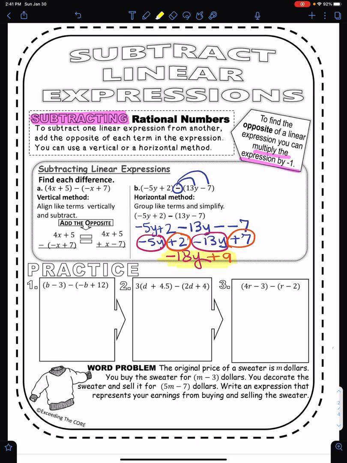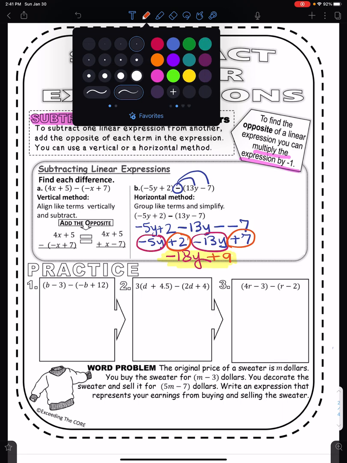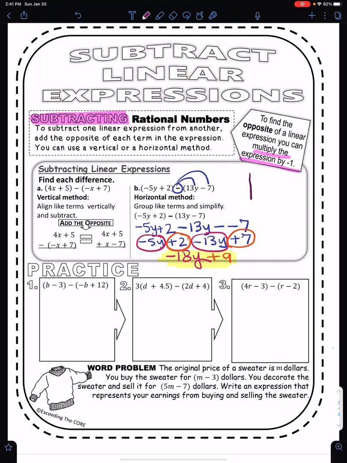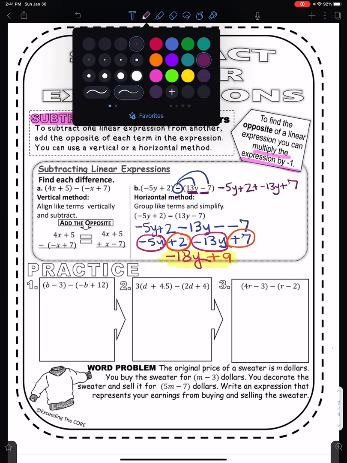Okay, so the original directions, though, told us this. It said to take the first expression and add the opposite of each term in the second expression. So we could have done it this way. What if I erase this right here? If we did -5y plus 2, and instead of subtracting, we added the opposite of this one, added -13y, and added the opposite of -7, which is +7. Look how we're going to end up with the same answer.